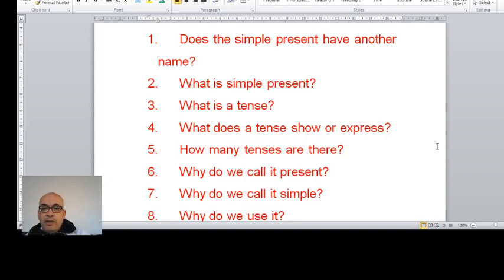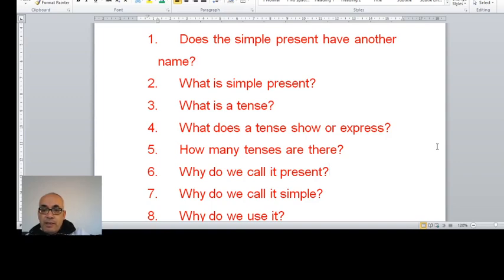That's question 1. Does the simple present have another name? Question 2. What is simple present? Question number 3. What is a tense? Question 4. What does a tense show or express? Question 5. How many tenses are there in English?